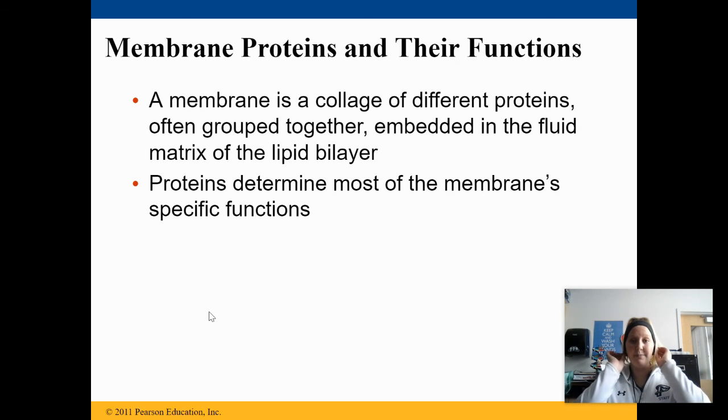Membrane proteins have many different functions. They're a collage of different proteins in the membrane that are often grouped together that have one goal to achieve. They can be embedded in the fluid matrix of the bilayer, and they may even float on the surface of the membrane as well. The proteins determine most of the membrane's specific functions, as to what it's doing and why it's doing it.